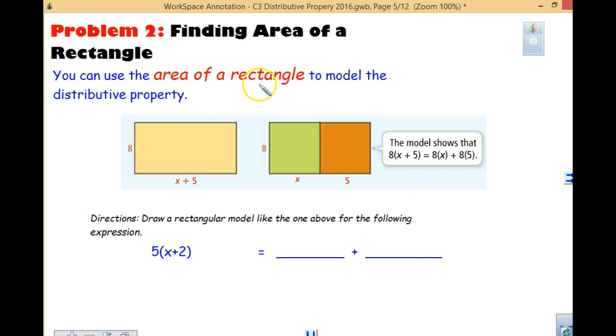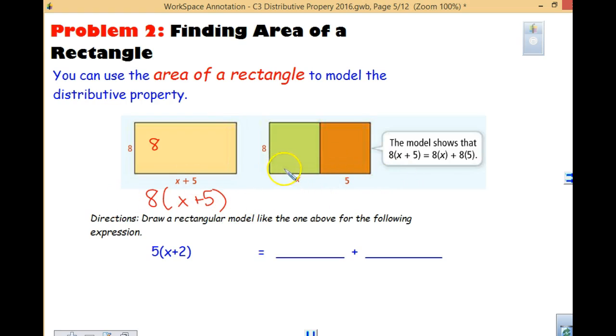So if we are looking at this in your homework today, you're going to be asked to use the area rectangle to model the distributive property. So one of the first things that we are looking at is if I was going to write this. This one could be using the distributive property, 8. So right below here, let's write 8 times x plus 5. I'm finding the area of a rectangle, that's one way, using the parentheses.